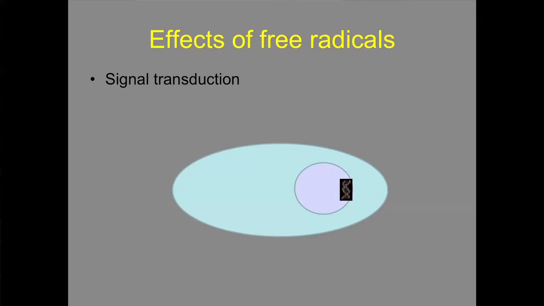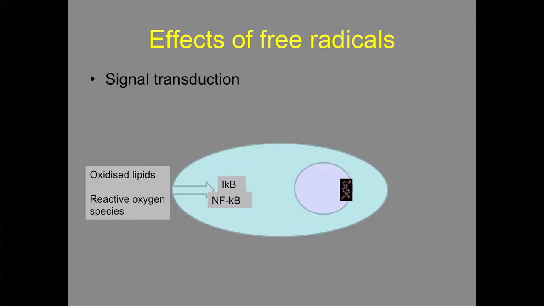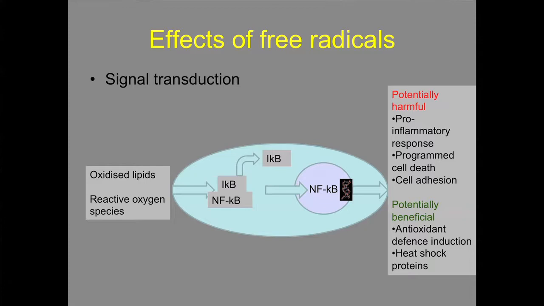So what's happening is this, and some of this is beneficial and some of it's harmful. Oxidized lipids, reactive oxygen species, interact with cells, and you get an expression of the transcriptional factor NF-kappa-B, which then goes into the cell and stimulates a whole range of cellular processes, some of which are harmful and some of which are potentially beneficial. So pro-inflammatory response, cell adhesion, and then beneficial is the induction of antioxidants and heat shock proteins, which I'll mention in a little while.